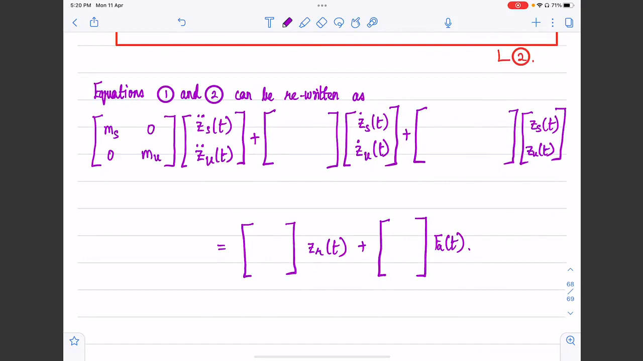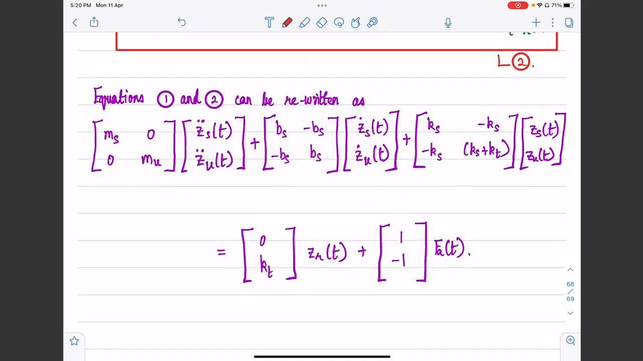Ms, 0, 0, mu as the first term, multiplying the acceleration terms. Then we have Bs, minus Bs, this is also minus Bs, this is plus Bs, multiplying the velocity terms. Then we have Ks, minus Ks, minus Ks, and then Ks plus Kt, multiplying the displacement terms. And then multiplying the road input, we have 0 and Kt. And then multiplying the actuation force, we have 1 and minus 1. So these are the terms that we have.